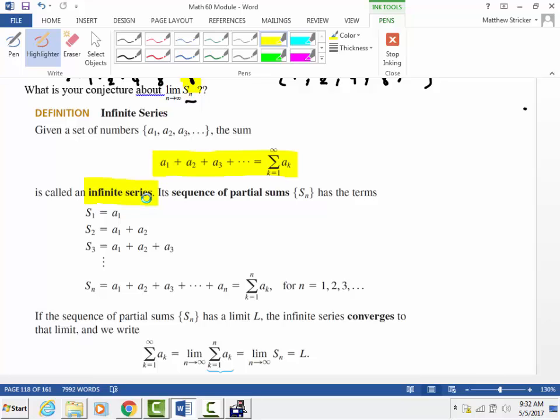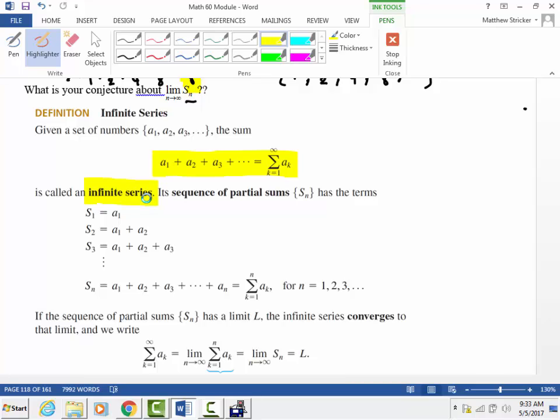And then we just talked about this idea of partial sums. So the first partial sum just adds the first term. The second partial sum adds the first 2. The third partial sum adds the first 3, and so on, all the way down. If you take the limit of the partial sums, so if these sums tend towards some value L, and that limit exists, then we say that this series converges.